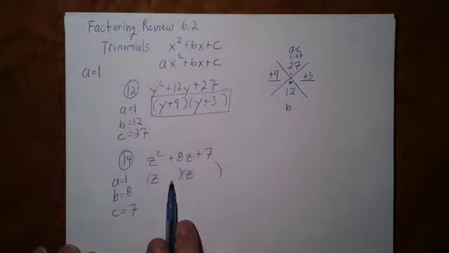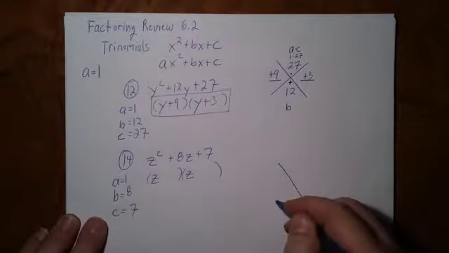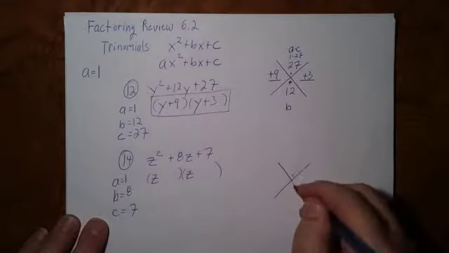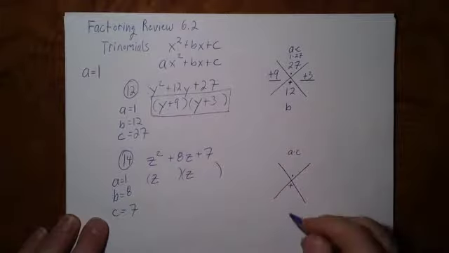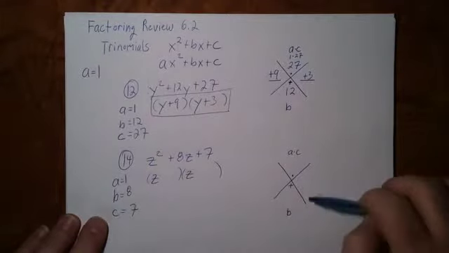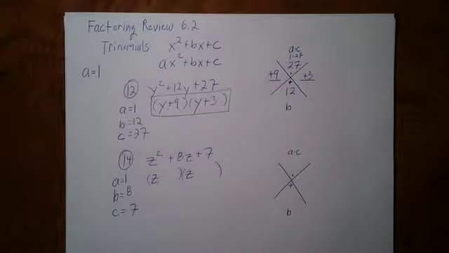So now we're looking for two numbers that multiply to 7 but that add to 8. So we're going to go ahead and organize our information over here, putting a multiplication sign here, putting an addition sign here. A times c here and b here. Now, you don't always have to put these symbols in here. I put these in here for the first few times so that you get comfortable with the procedure and where the numbers go and where they're gotten from.